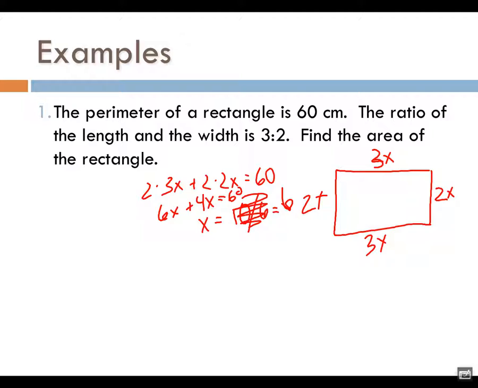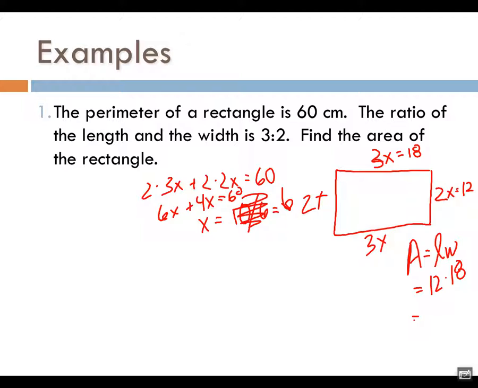Jalen's good to go. She's got this under control. Now what do I do with that 6? Now you plug it back into the length and width, and then you can solve for area. Area of a rectangle is length times width or base times height, doesn't matter.